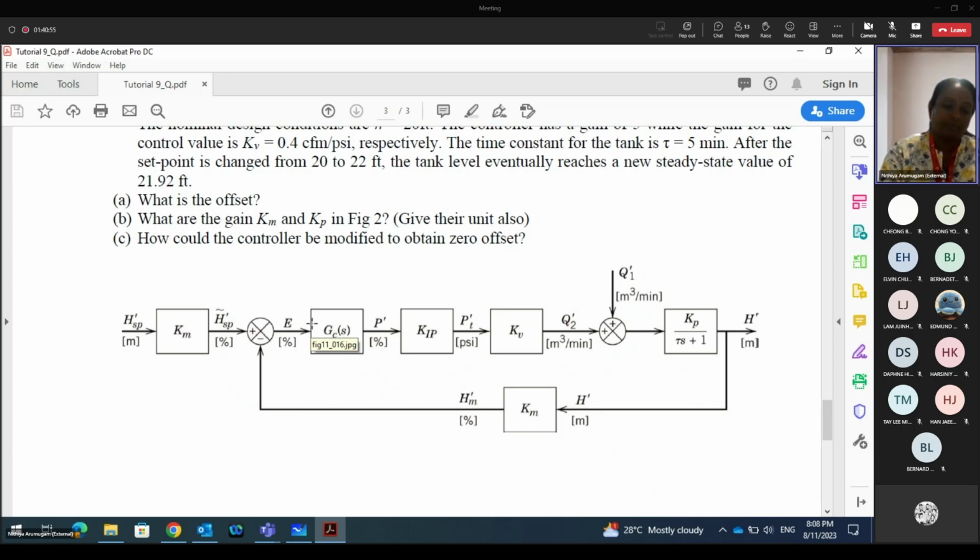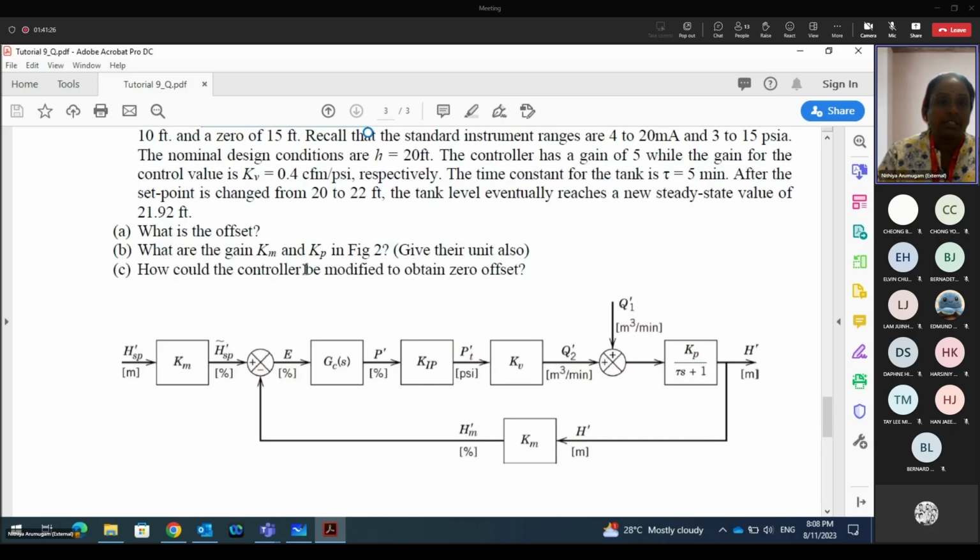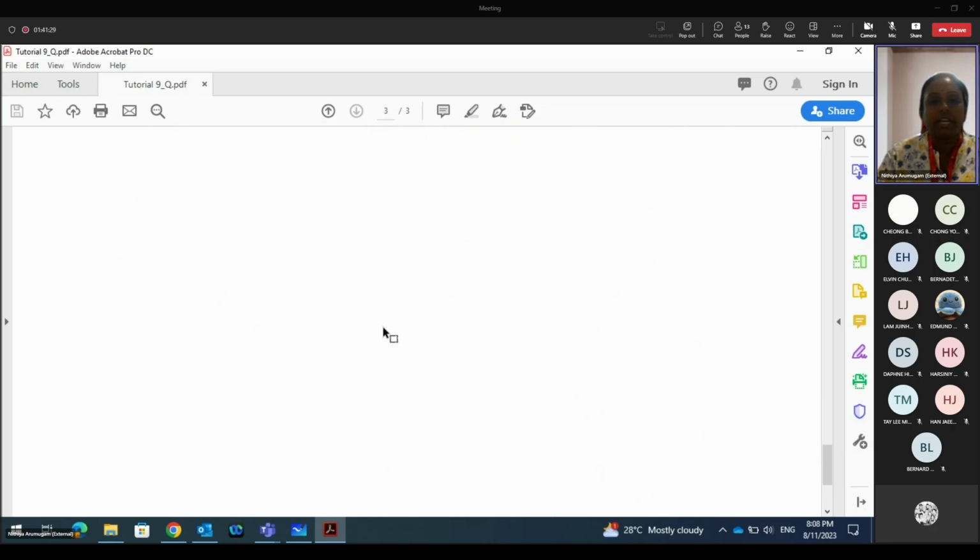So the integral combination will be the perfect combination so that we can avoid any offset in the system. We can modify the entire block diagram of the process control by adding integral control to the system. So it will become a proportional integral, PI control system, instead of a P-only control system. That is the answer for part C. We are done for today.